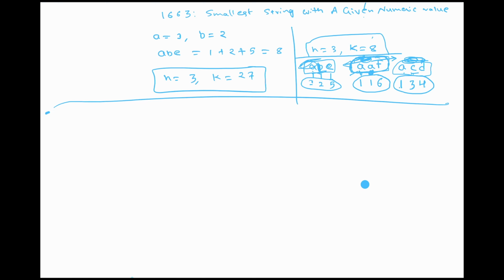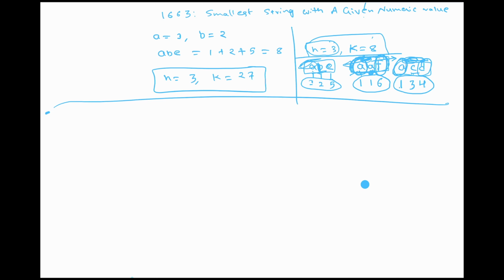So to generate a string of 3 digits, or n digits, and provide the value k, what we need to do is try to maximize the value of the least significant digit. So this is the least significant digit and this is the most significant digit. We need to try to maximize the value of the least significant digit, which will automatically minimize the value of the most significant digits, right? So how do we do that?